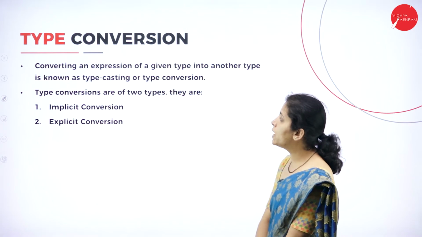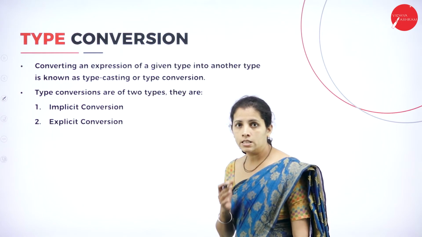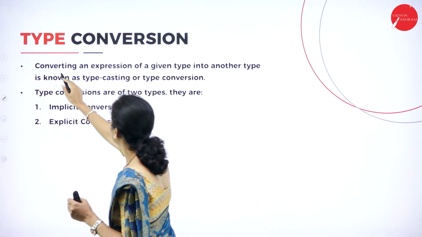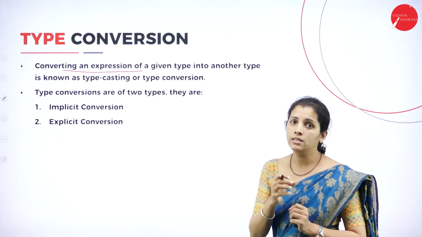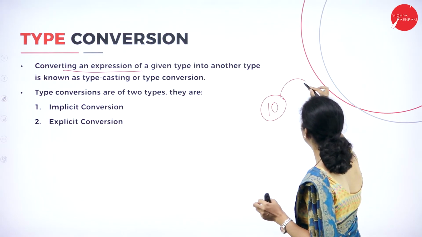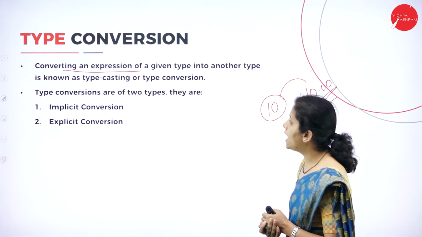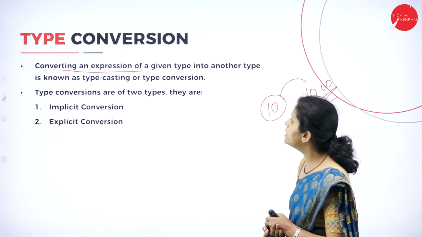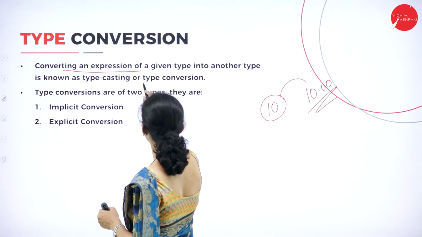Moving further, I'm going to have the type conversion. So what is this type conversion? There are certain situations where I want to convert the type of data. So converting an expression of a given type into another type. For example, think that I have 10. But I want to convert this 10 to floating point, that is 10.00. And this is known as typecasting. So converting an expression of a given type into another type is known as typecasting or type conversion.